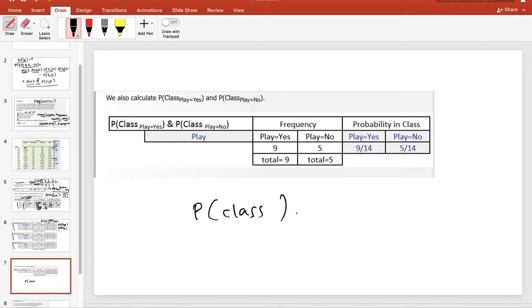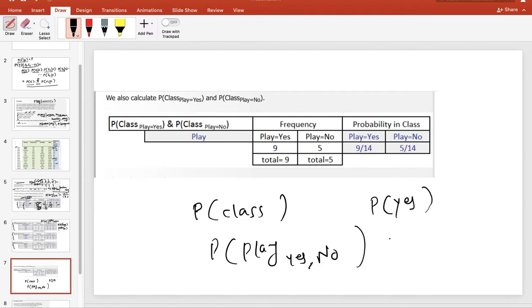Also, we need to compute the probability of class. Class is play. This play takes 2 values, yes or no. So we will compute the probability of yes and also the probability of no. So probability of yes is 9 times we played out of 14.